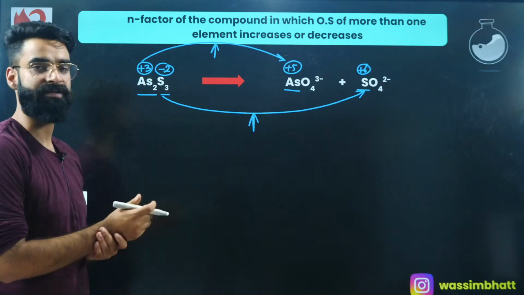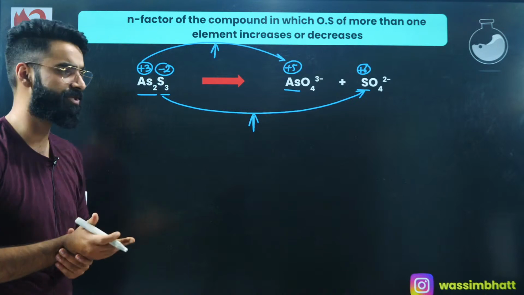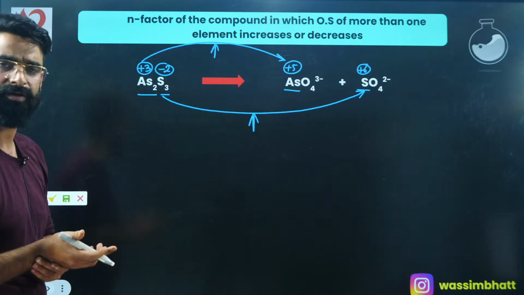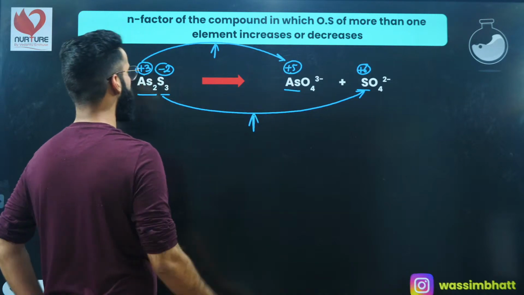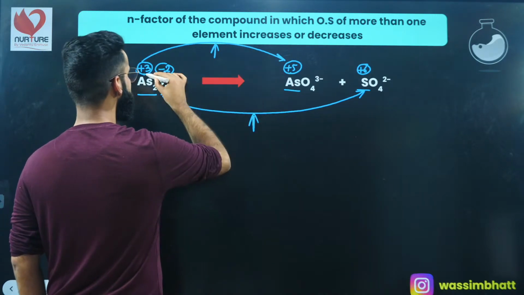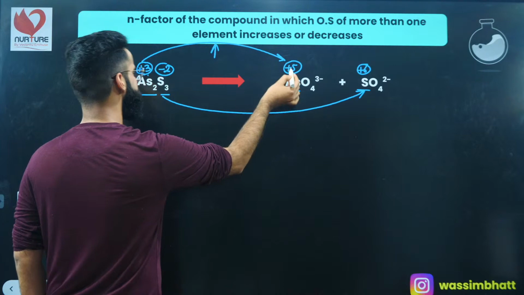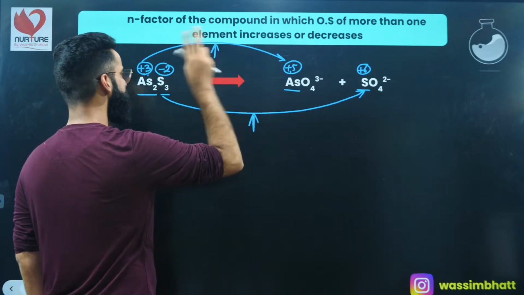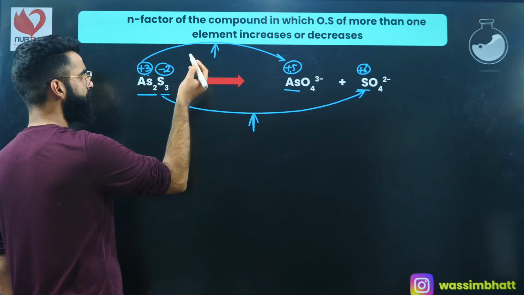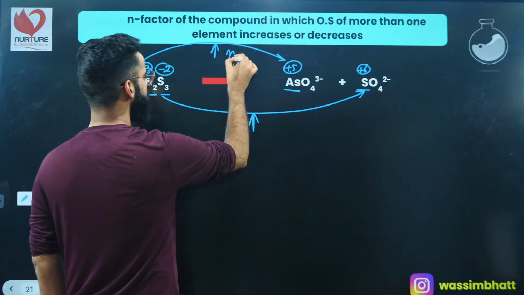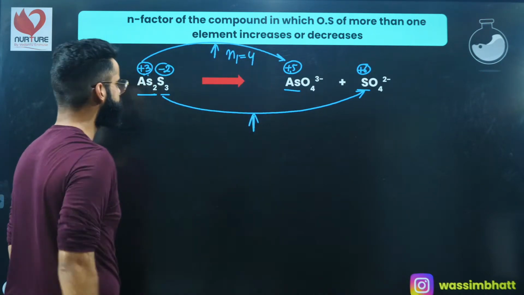How do I calculate its N factor? Mod of N1 plus N2, that's all, right? Now guys, see, +3 to +5, what is the change in the oxidation state of arsenic? Change is final oxidation state minus initial value comes out to be 2. 2 is the change in the oxidation state for 1 atom of arsenic, but I have 2 atoms, right? So 2 multiplied by 2 comes out to be 4. So N1 value will be 4, right?